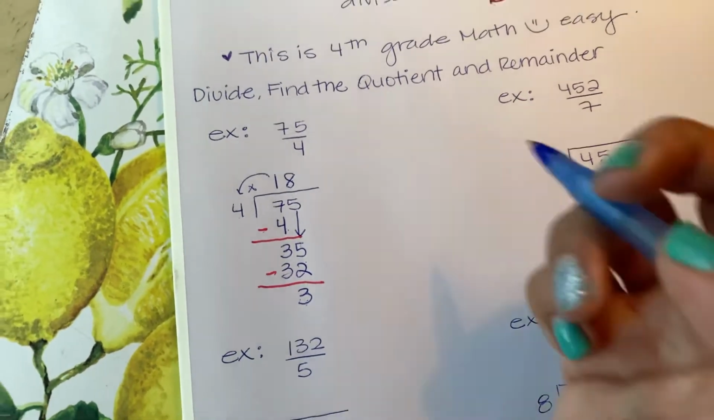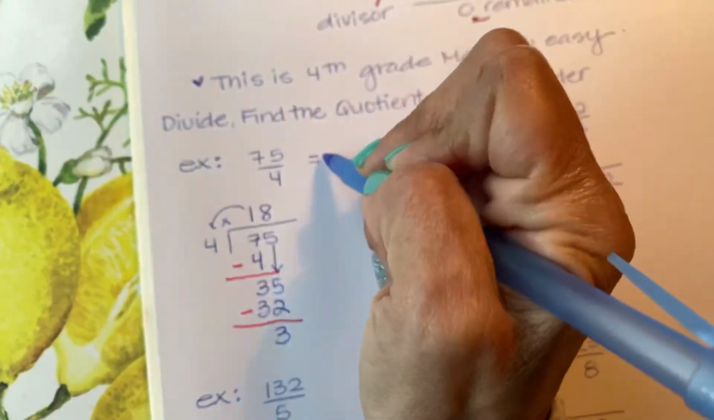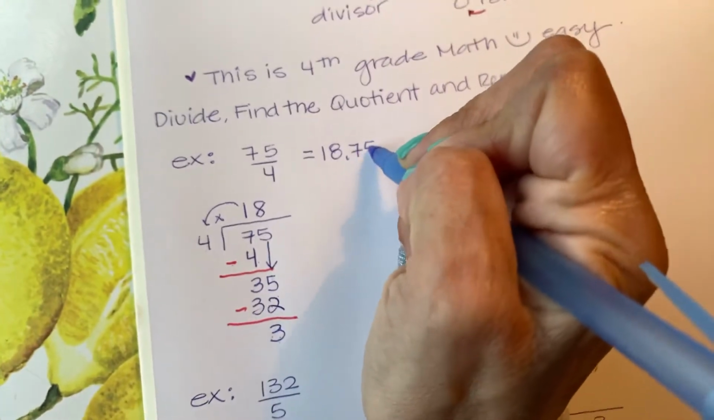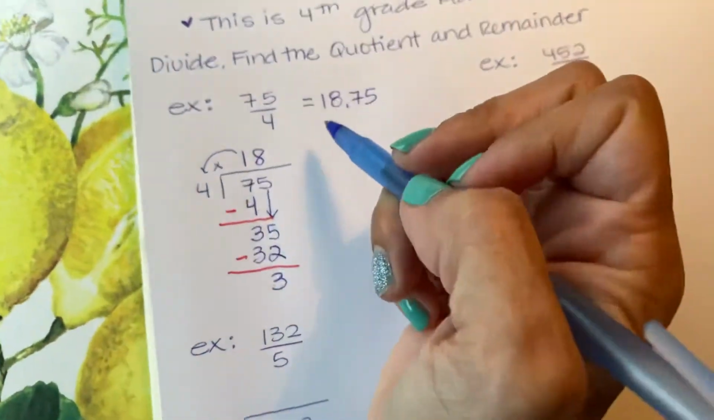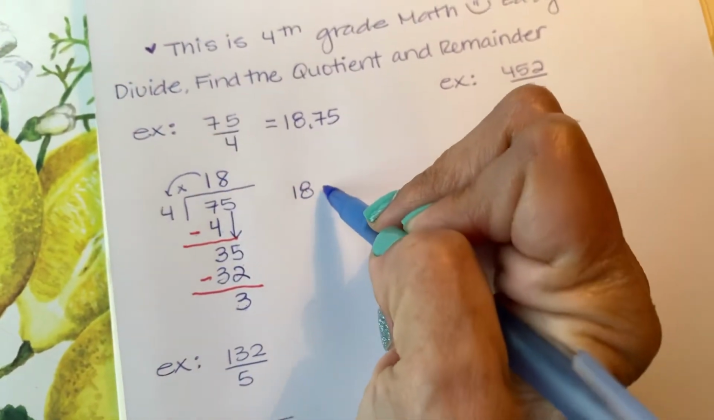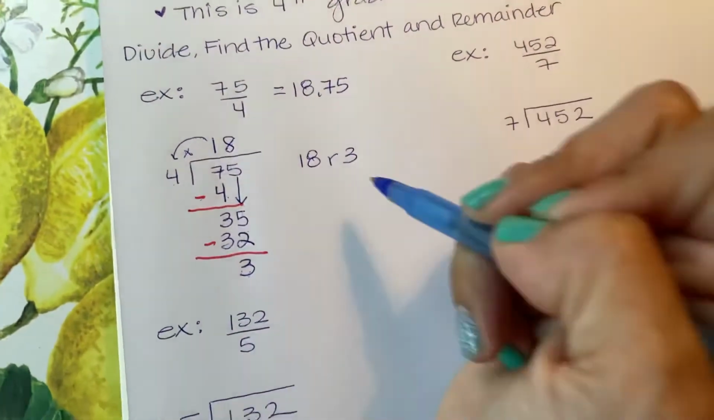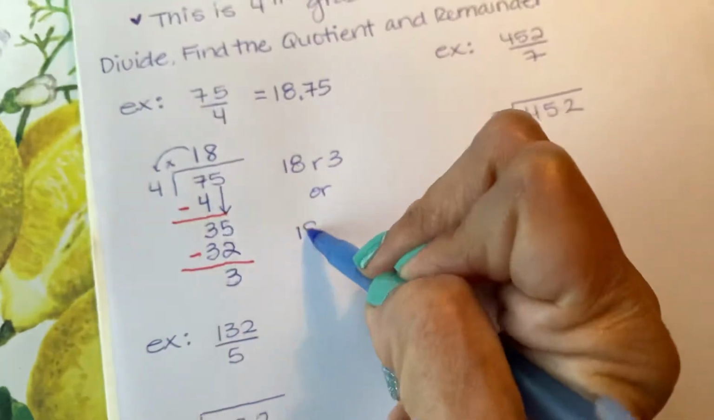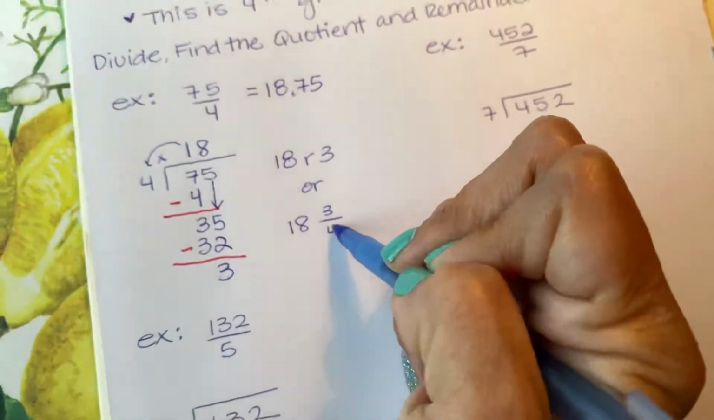Okay, so what is it? Remember, when we put that in the calculator, it gave us 18.75, right? Well, look what I have. What's my quotient? 18, right? But my remainder is 3. Or you can write it as 18 and 3/4, right?